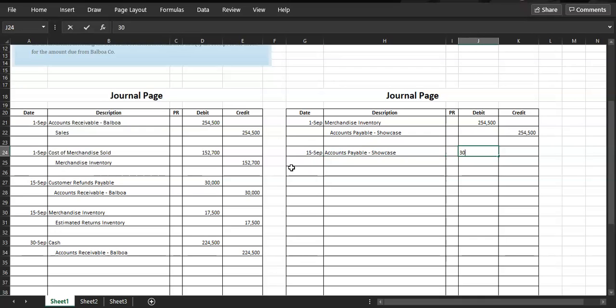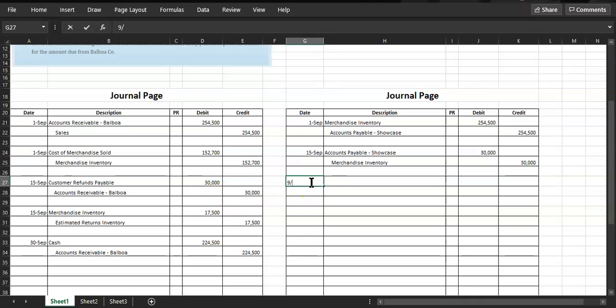We no longer owe them $30,000. Zero. Okay. Now, while we have reduced our debt because we no longer owe it, we have also reduced our merchandise inventory. Okay. So that is handled.